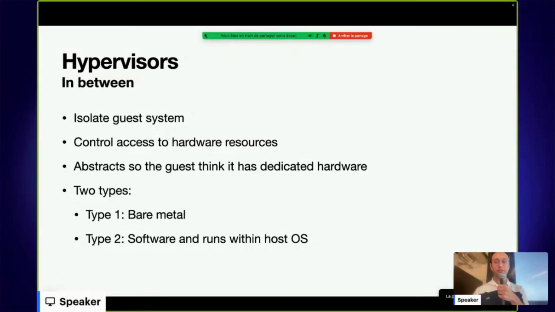So the hypervisor's goal is also to control access to hardware resources, such as any hardware connected to your machine, like keyboards, mouse, or even GPUs. And yes, it's abstracted, so the guest thinks it has dedicated hardware. There are two types of hypervisors. The type 1, which is called the bare metal hypervisor.